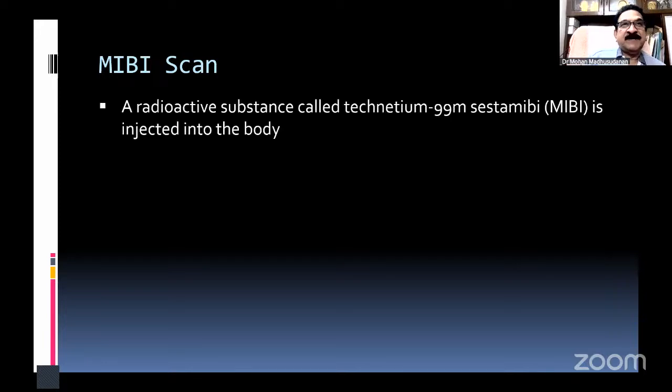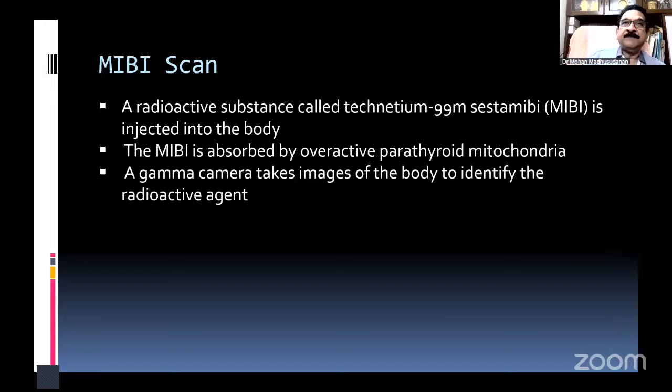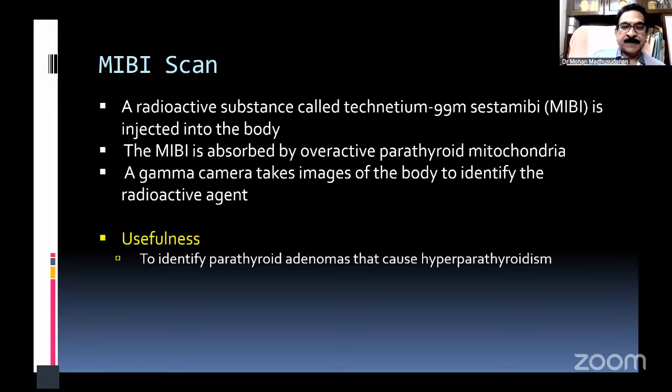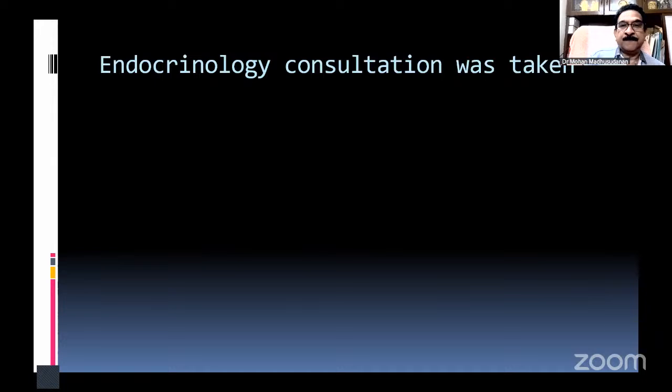Now tell me, what is this MIBI? I'll tell you two sentences. A radioactive substance called technetium-99m sestamibi, called MIBI, is injected into the body. It is absorbed by the mitochondria of the overactive parathyroid, and a gamma camera picks up the images. It is useful to identify parathyroid adenomas that cause hyperparathyroidism, identify persisting parathyroid tissue in patients with recurrent disease, and localize active parathyroid tissue before surgery.